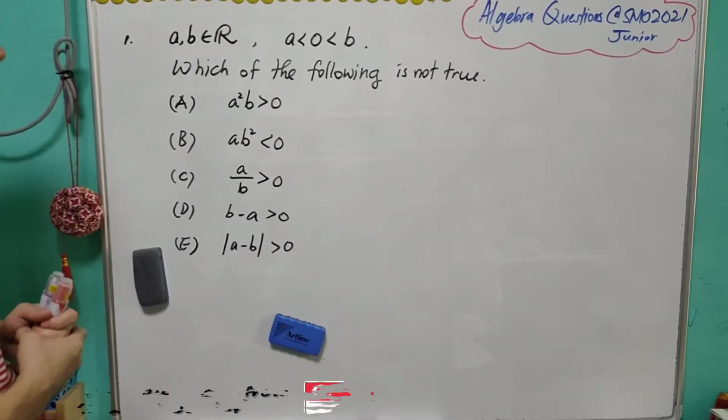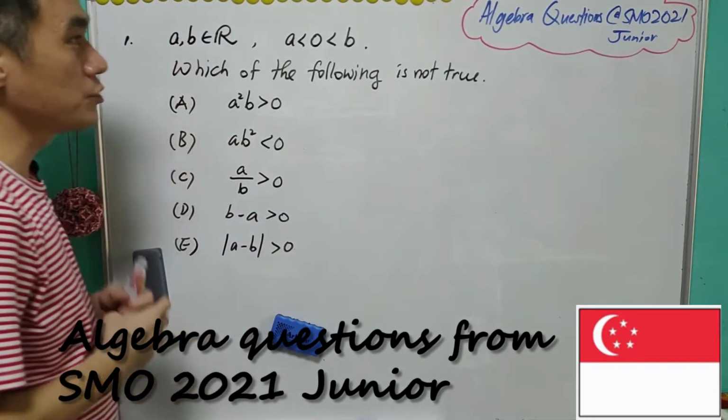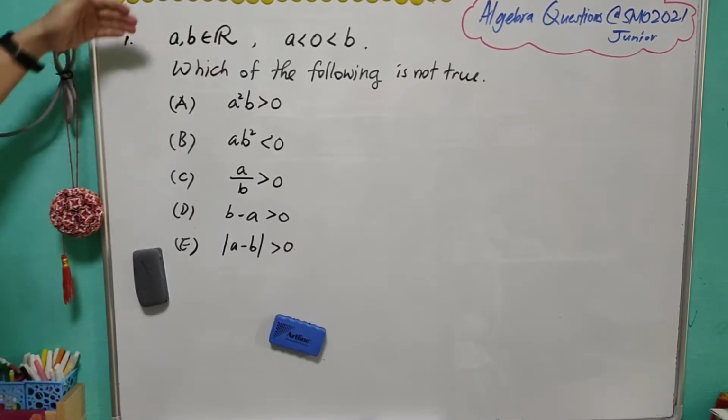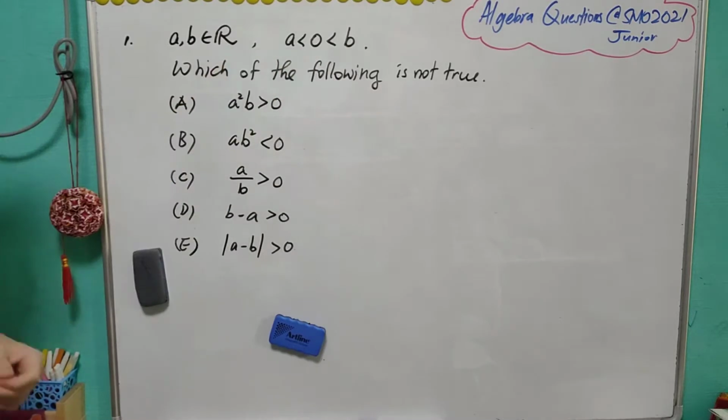In today's lesson, we are going to discuss some algebra questions from SMO2021 Junior section. We start with the first question, which is quite simple. Suppose A and B are real numbers, where A is less than 0 is less than B. Which of the following is not true?